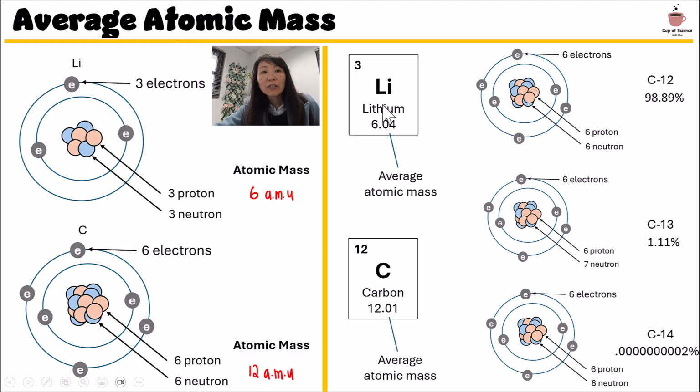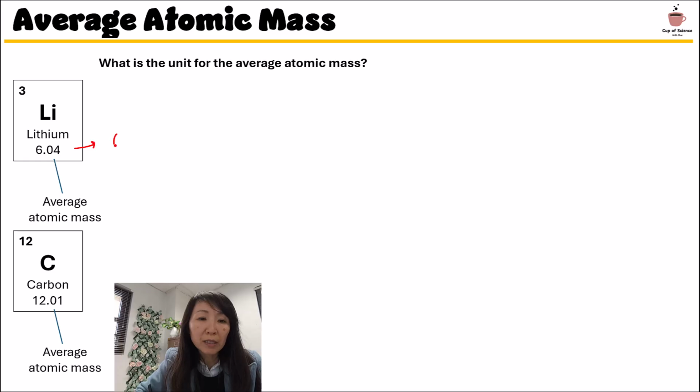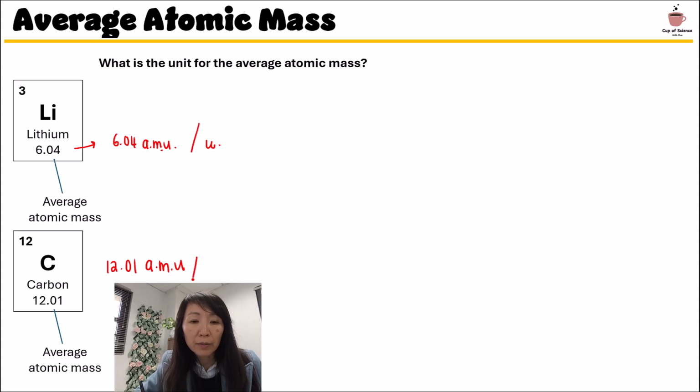So again, the average atomic mass of an atom, you can find it below right here on the periodic table. And it's 6.04 here and 12.01 here. And so what is the unit for these guys? The unit for these guys is the same as the one for proton plus neutron, and that would be the AMU. So the unit for this one would be 6.04 AMU, atomic mass unit, 12.01 AMU. Sometimes textbooks will denote it as just U as well.